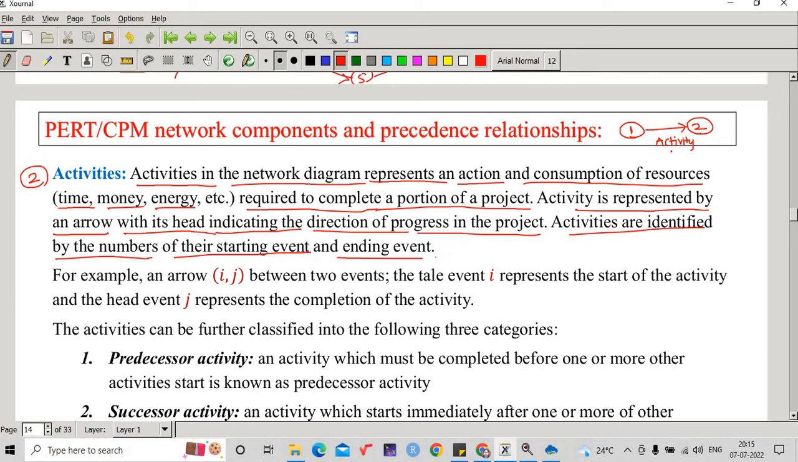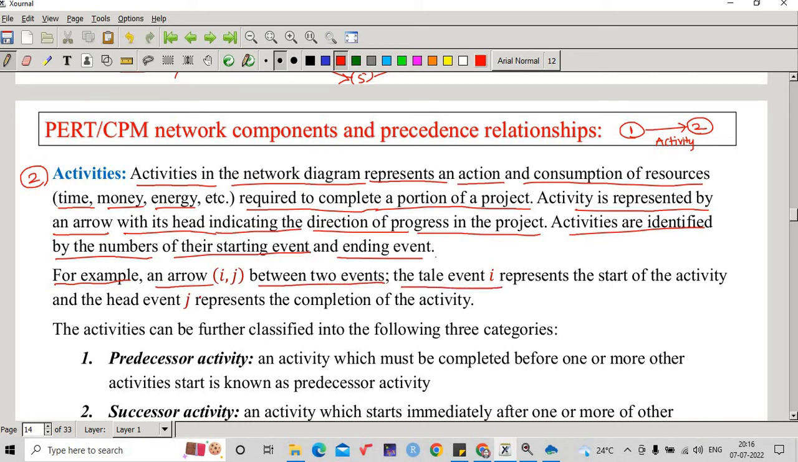So I'm going to announce this activity as activity from 1 to 2, event 1 to event 2. But every time we are not going to say the activity from event 1 to event 2. We can say it as an activity from 1 to 2. Okay. For example, an arrow in a round bracket (i, j) between two events.